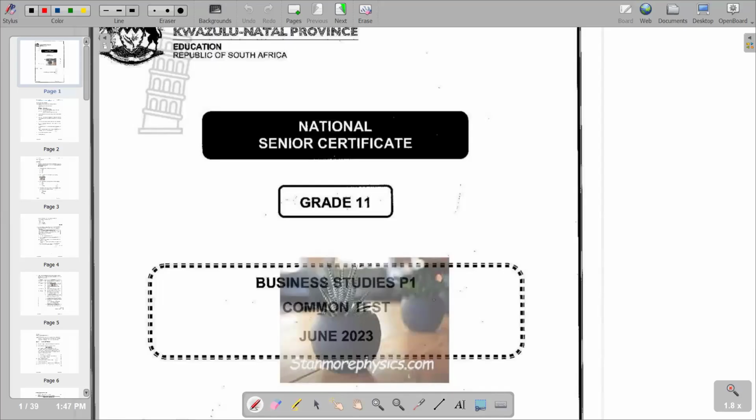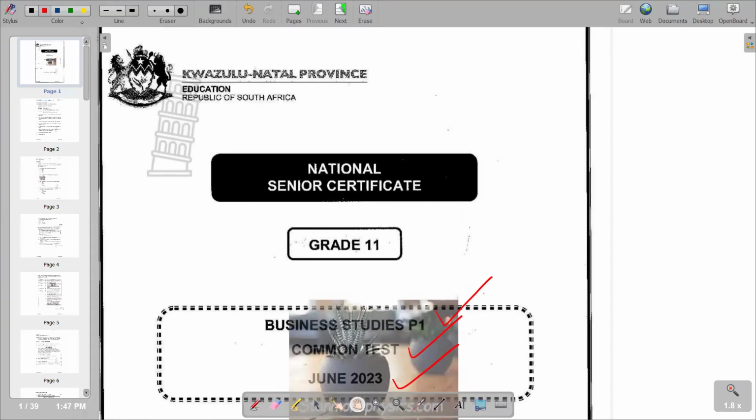Business Studies Paper 1, and this is a common test of June 2023. So we're going to look at a question from the province of KwaZulu-Natal. We are going to start by trying to look at the instructions of the question.